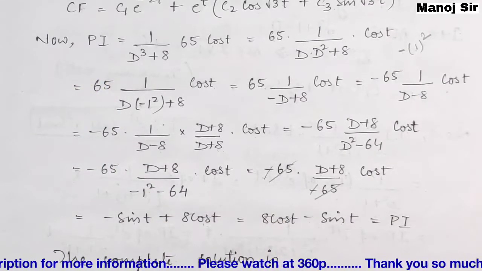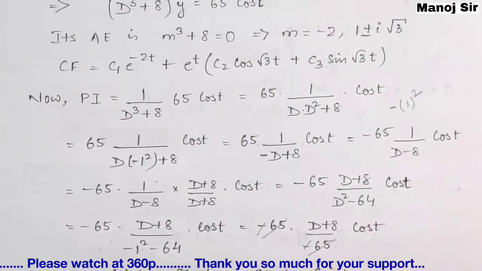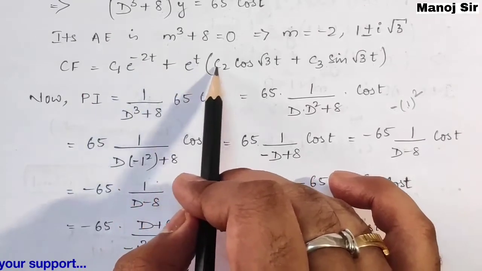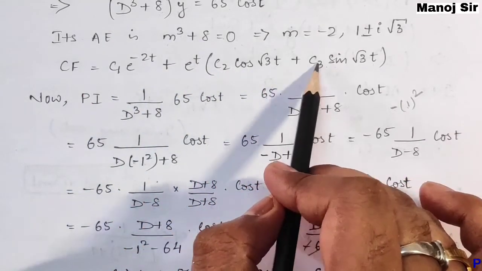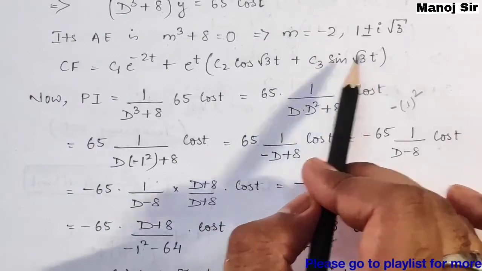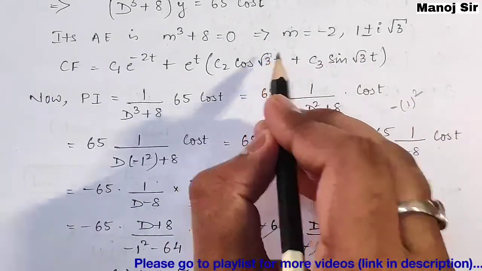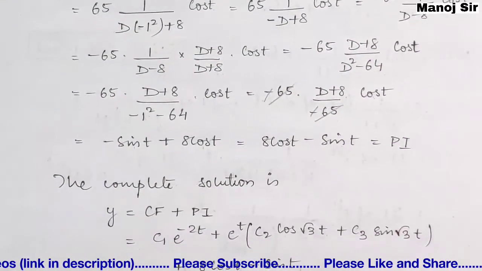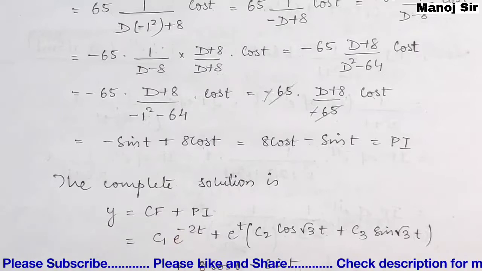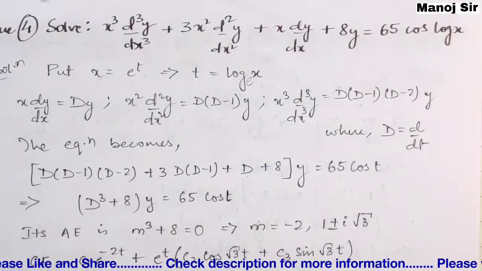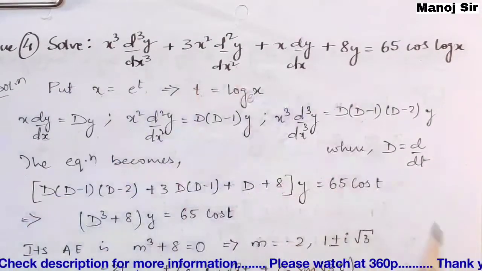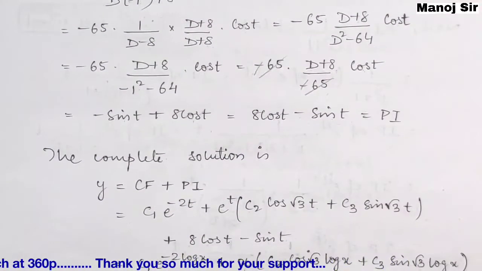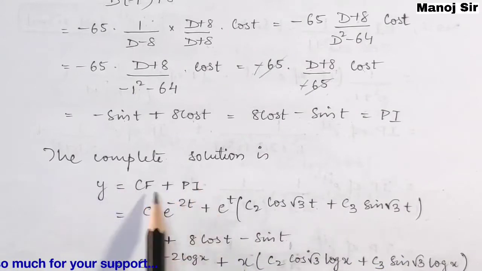Fine. Now after finding PI, we have the value of CF, that is CF equals c1 e to the power minus 2t plus e to the power t, c2 cos root 3 t plus c3 sin root 3 t. This root is up to here only. So we can say the complete solution of the given equation, my given equation is this. This equation is Cauchy's linear differential equation. So the complete solution is CF plus PI.